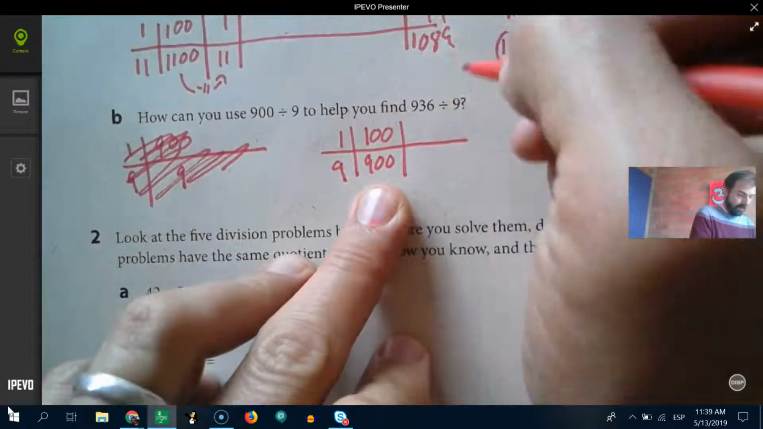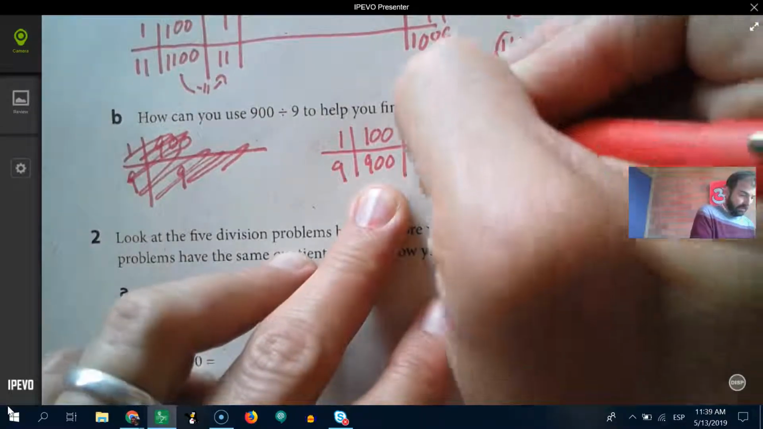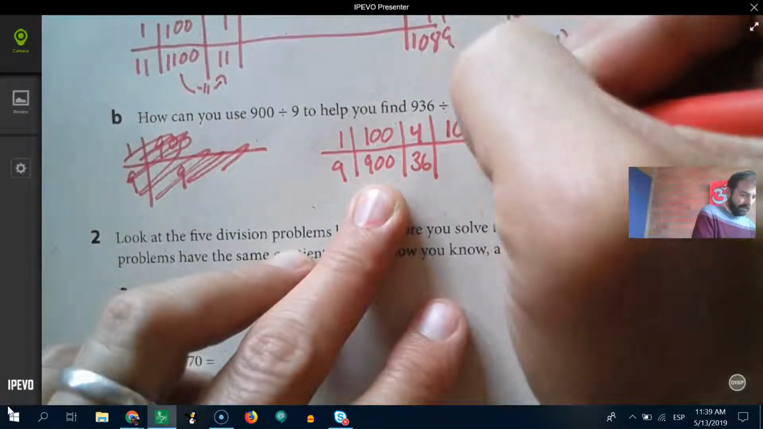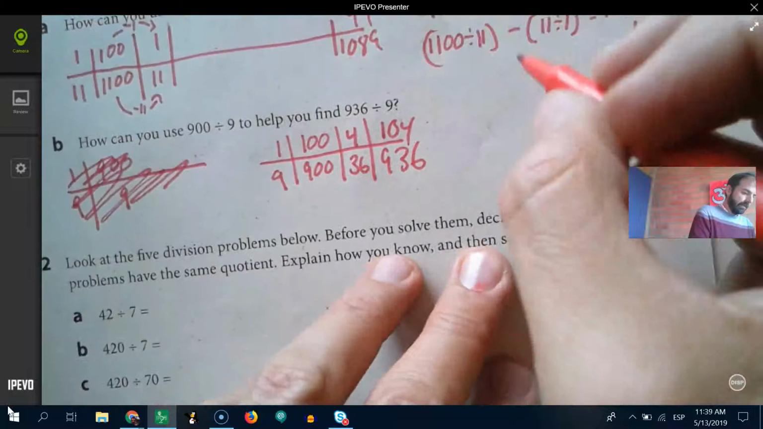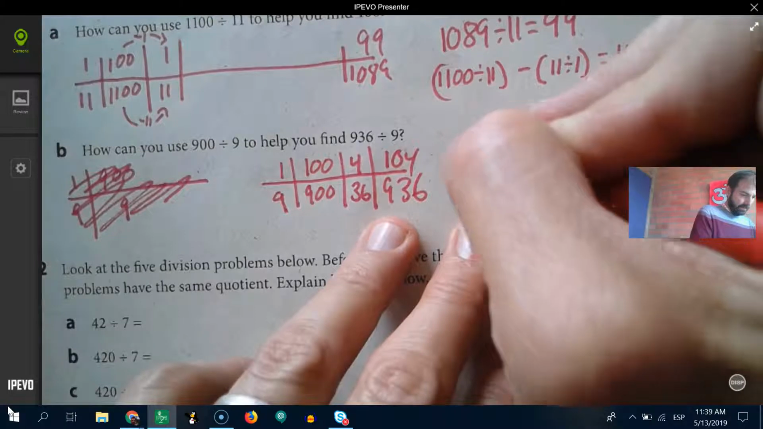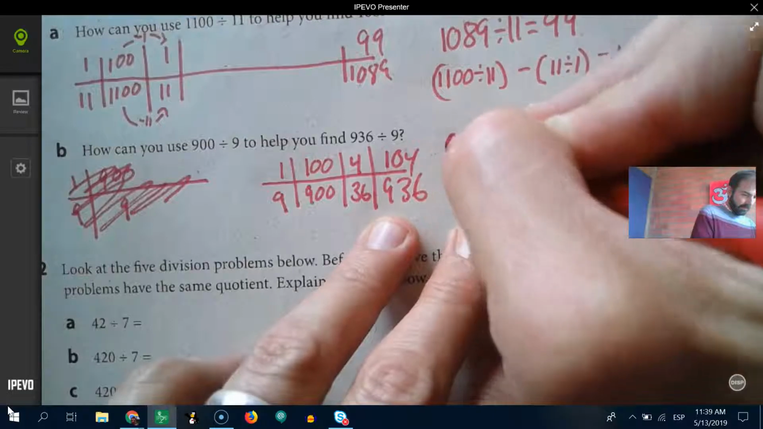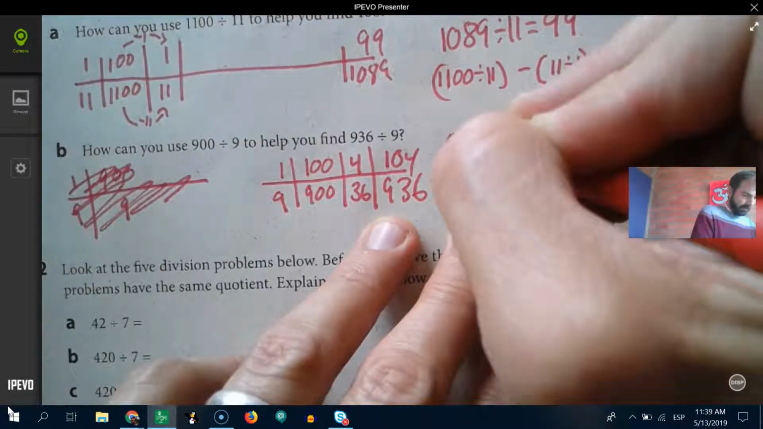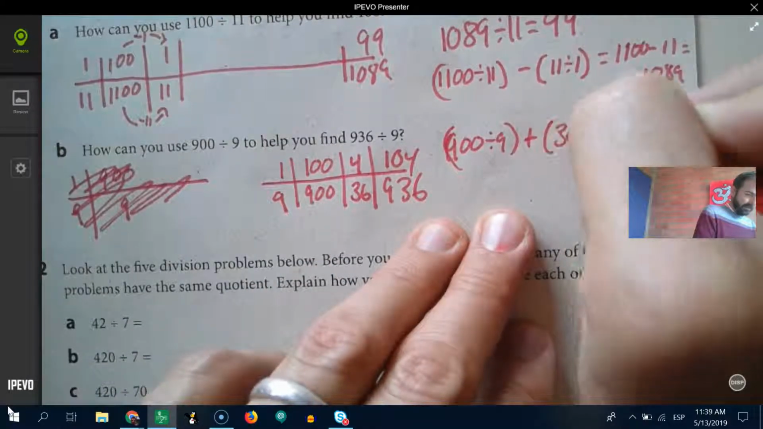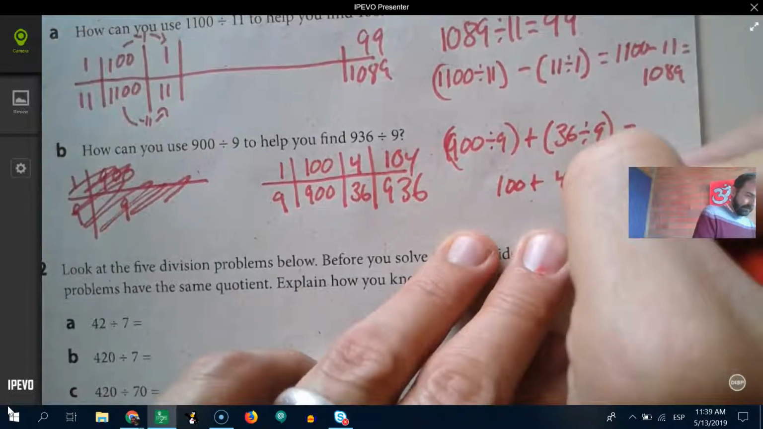And I'm looking for 936. Well, I'm looking for the number 36 and the number 9. So I know that 4 groups of 9 is 36. So if I add those together, I know 104 gives me 936. So I can say that we're doing division: 900 divided by 9 plus 36 divided by 9 equals 100 plus 4, which is equal to 104.